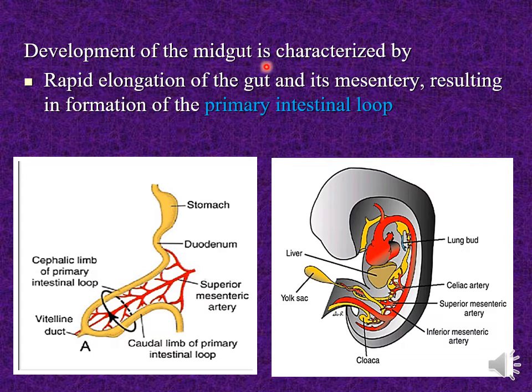Development of the midgut is characterized by rapid elongation of the gut and its mesentery, resulting in the formation of the primary intestinal loop. This is the intestinal loop. It has two ends, the cephalic end and the caudal end, and this is the point of meeting of these two limbs. This is where the vitelline duct connects with it.